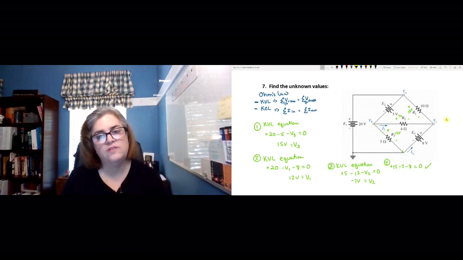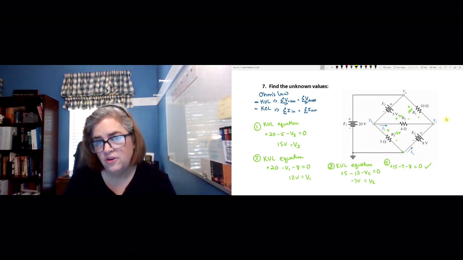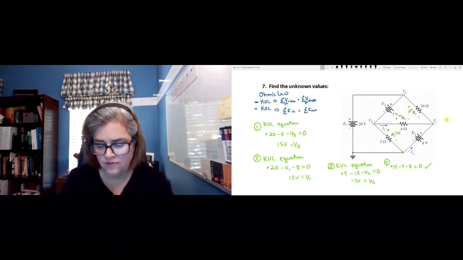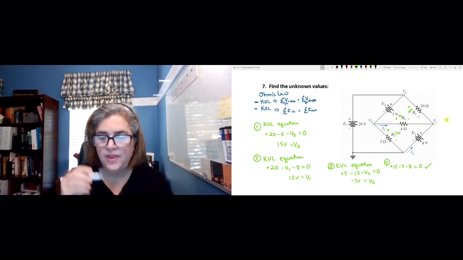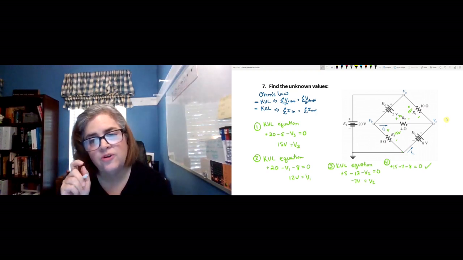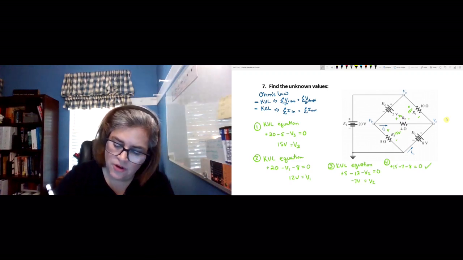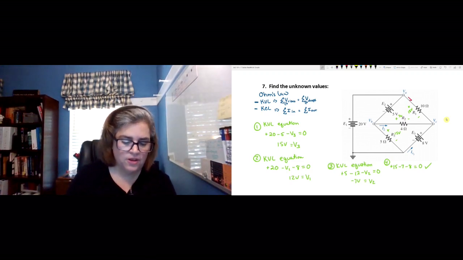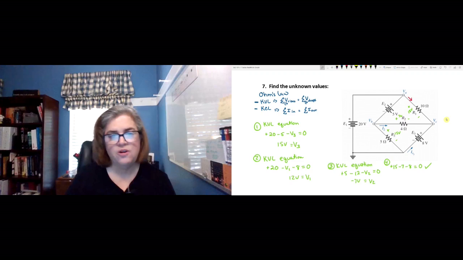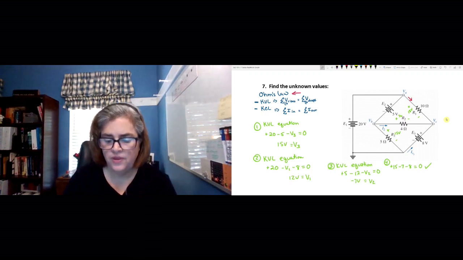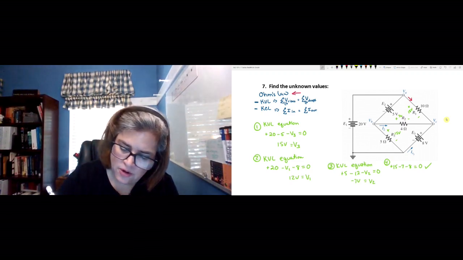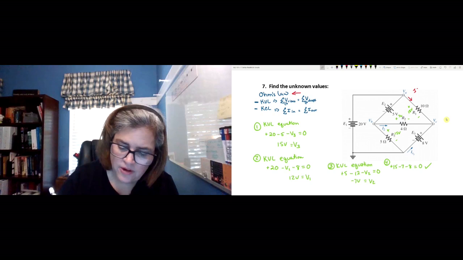But what about the currents? I don't know any of the currents, and I can't really use Ohm's law to find the current through a source. However, now I've got voltage drops across resistors, and that's going to help me find my current. So I'm going to have a current here. Now we're going to use our Ohm's law equations. So my current here would be the voltage drop across that resistor divided by my resistor, or 1.2 amps.